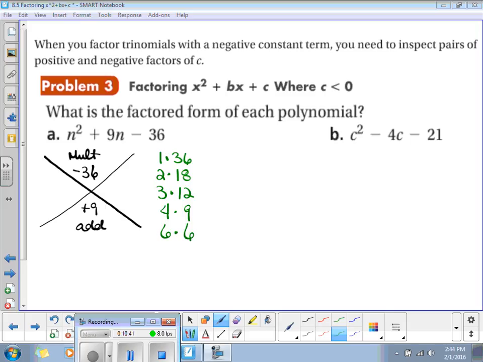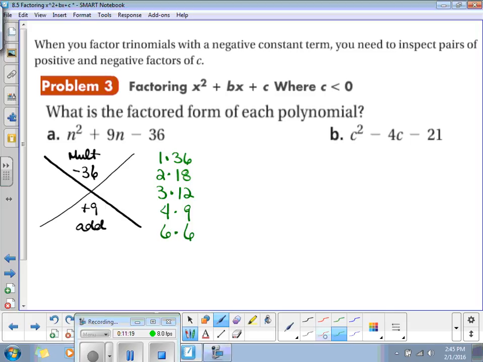Now, when we change those factors to addition, what do I need to get? I need a positive 9. My answer has to be positive. So when I'm adding a positive and a negative, which one has to be positive and which one has to be negative in order to give me a positive answer? Excellent. The bigger one has to be positive in order for the answer to be positive, right?